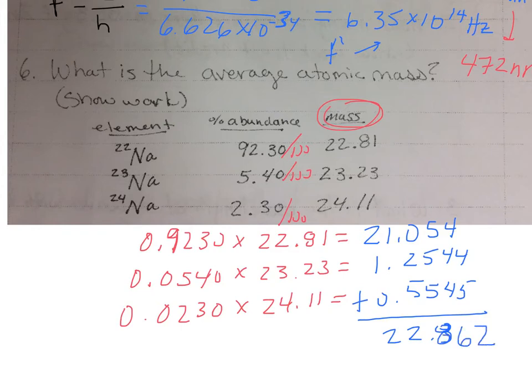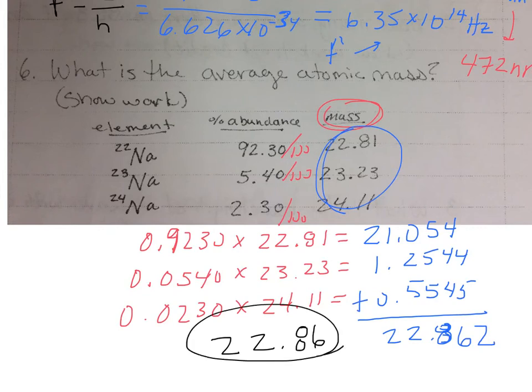862. And remember, what we want to do is, since our mass is given to us in 4 significant figures, we want to have the answer in 4 significant figures. So your answer here would have been 22.86. That would have been your answer on that one.